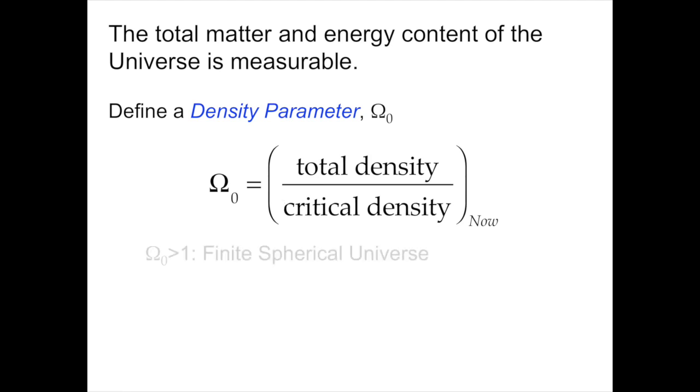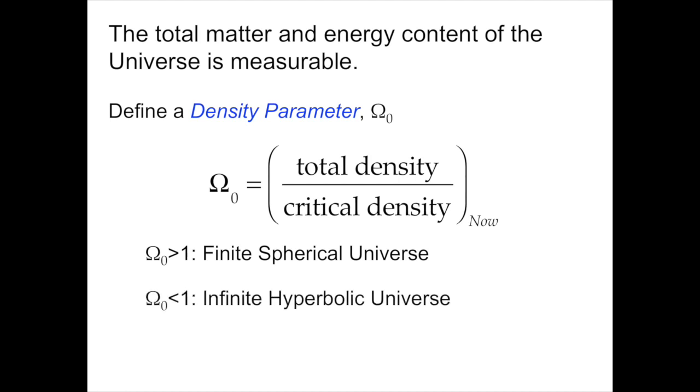If omega naught is greater than 1, then the total density is greater than the critical density to be flat, and we would live in a finite spherical universe. If omega naught was less than 1, then the total density of matter and energy in the universe would be less than the critical flatness density, and we would live in an infinite hyperbolic universe. And if omega naught is identically 1, if the total density of matter and energy is exactly the critical density, then we live in an infinite flat universe.